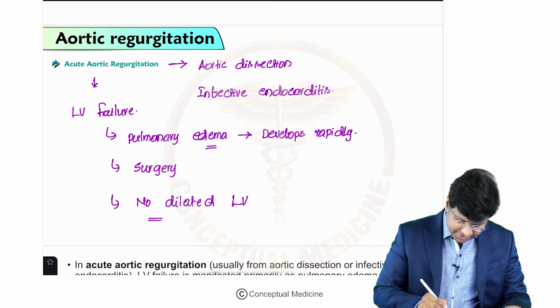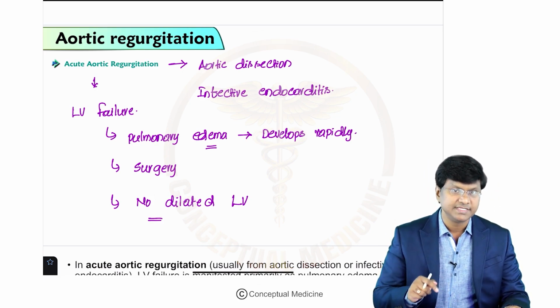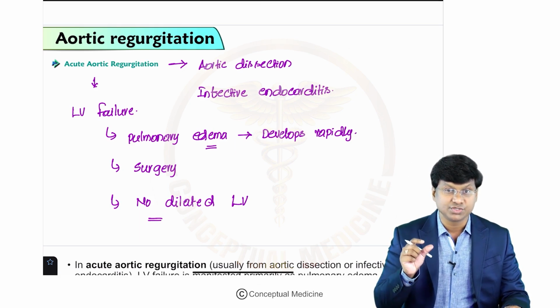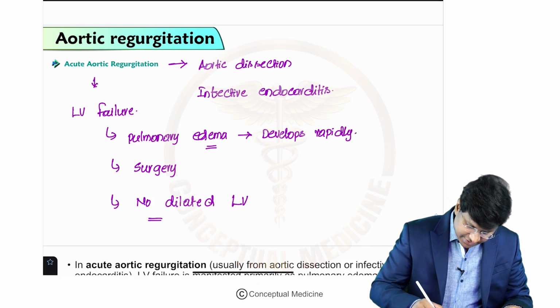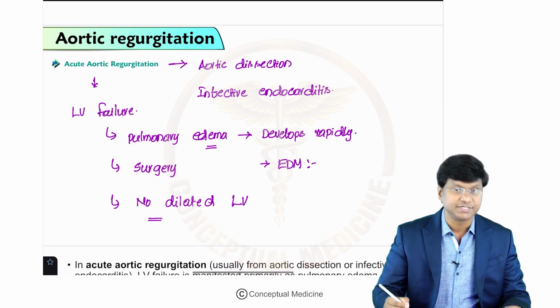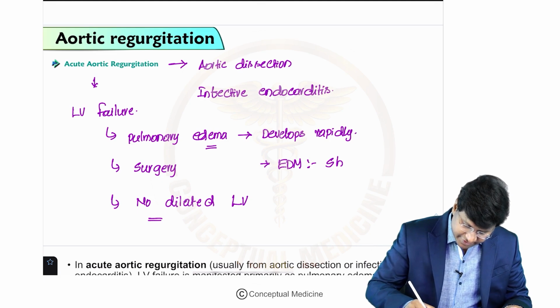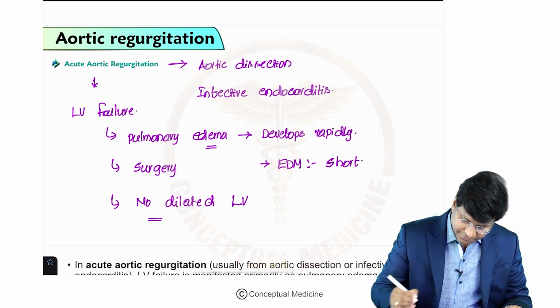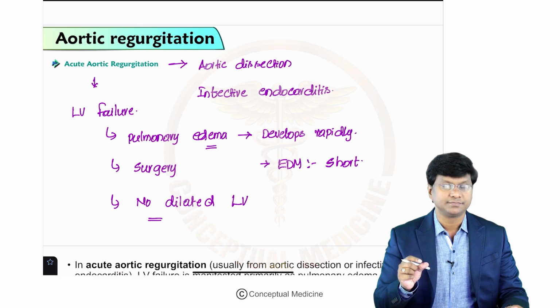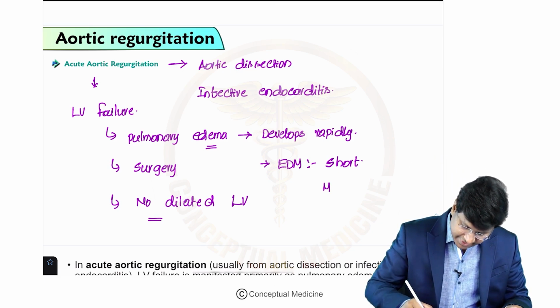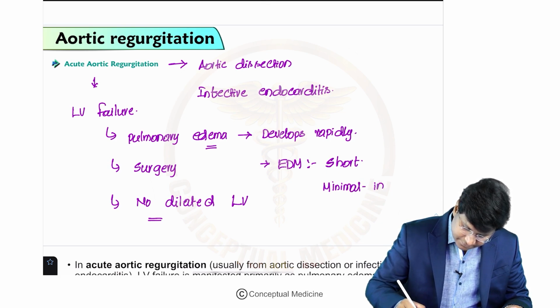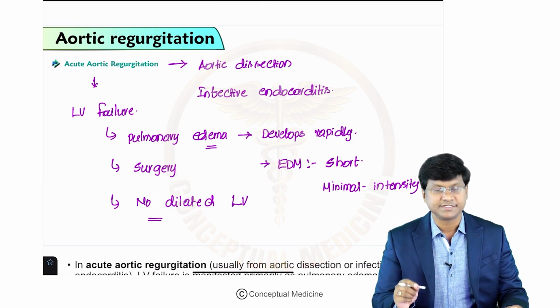Now, because there is no dilated left ventricle, this is the reason why the diastolic murmur is short, right? See, in patients with aortic regurgitation, you have EDM. So what does EDM stand for? EDM stands for the early diastolic murmur, and this particular early diastolic murmur will be very short. This diastolic murmur is shorter and it is minimal in intensity.